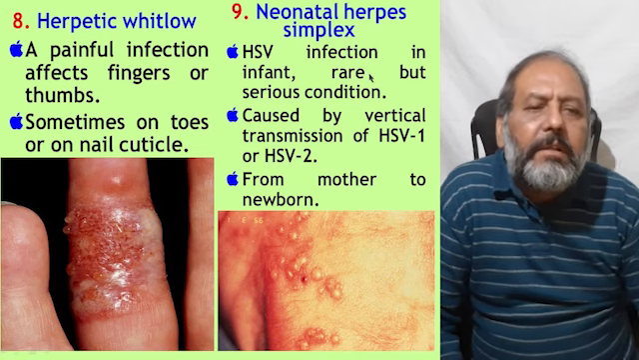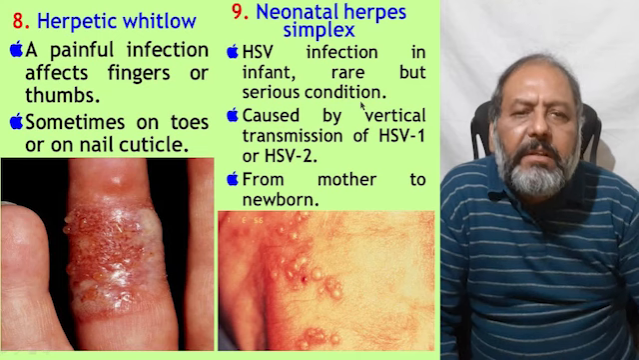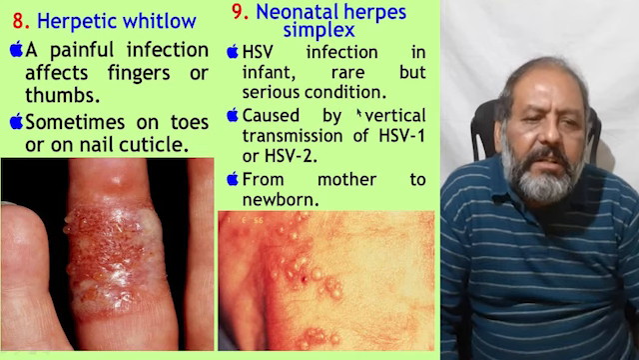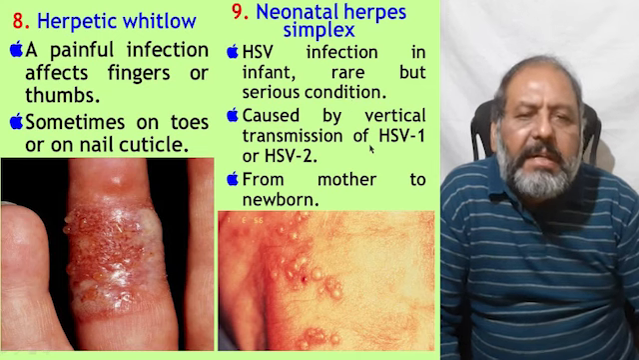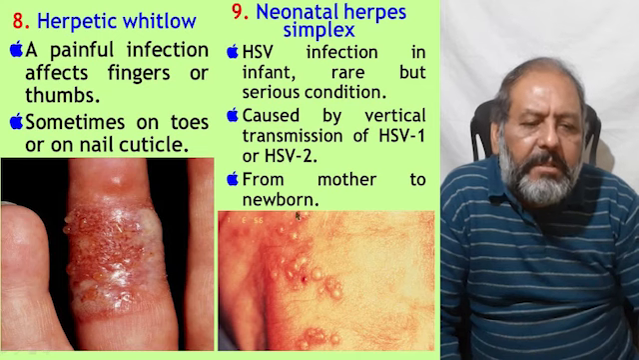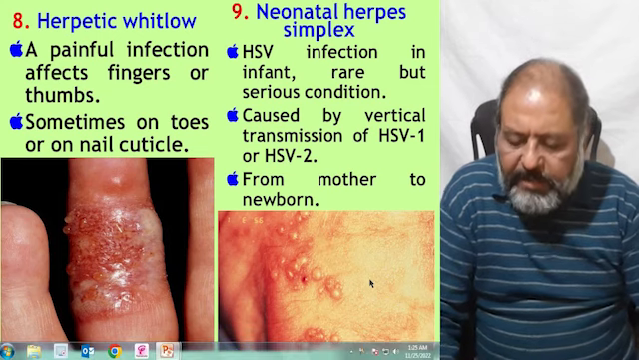Number nine is neonatal herpes simplex, HSV infection in the infant, a rare but serious condition, caused by the vertical transmission of HSV1 or HSV2 from the mother to the newborn. Here one can see the vesicles and the blisters on the body of the newborn baby.